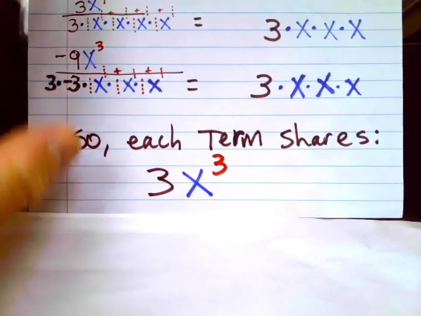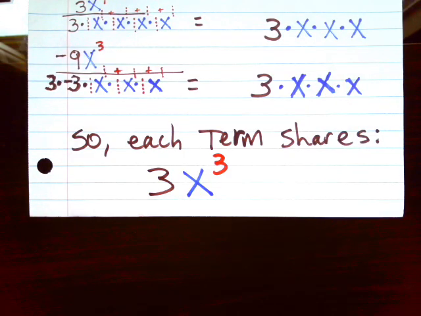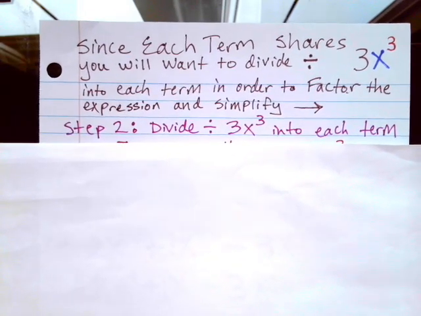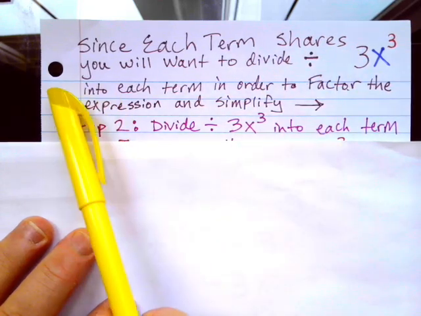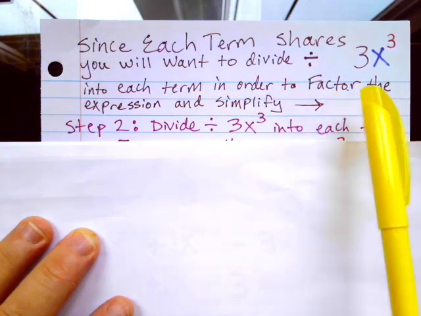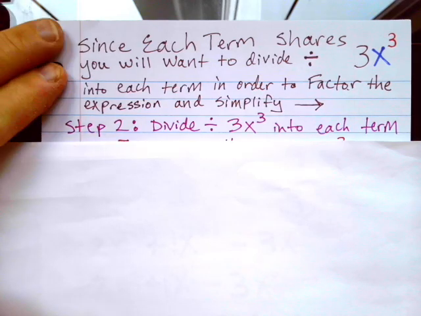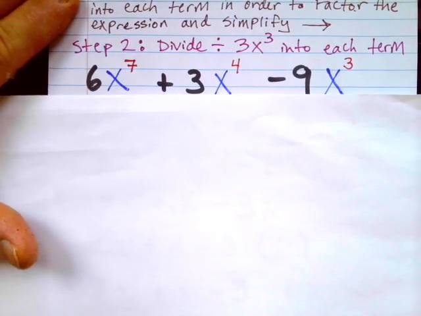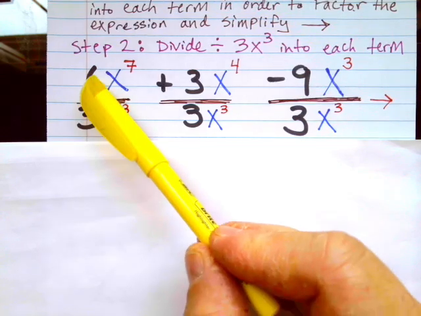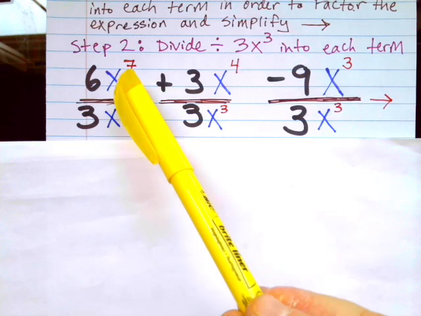All right, the next step is you're going to want to divide that 3x cubed into each of those terms. And that's what I'm going to show you here on my next piece of paper. Since each term shares a 3x cubed, you want to divide into each of the terms in order to factor the expression and simplify. So step 2: divide 3x cubed into each of the terms. I'm going to show you that here, and of course I'll show you the expanded form version as well. So 6 divided by 3 is 2. And remember, when you divide exponents, the rule is you subtract.